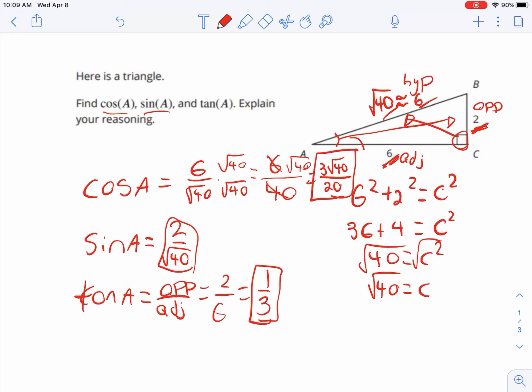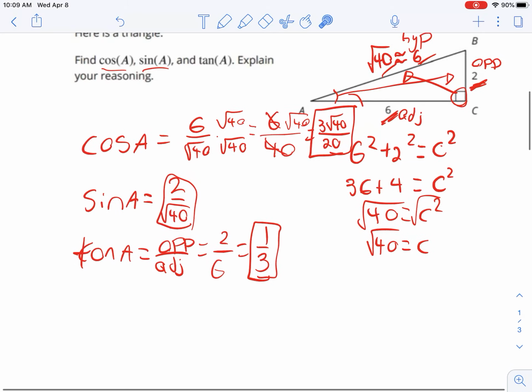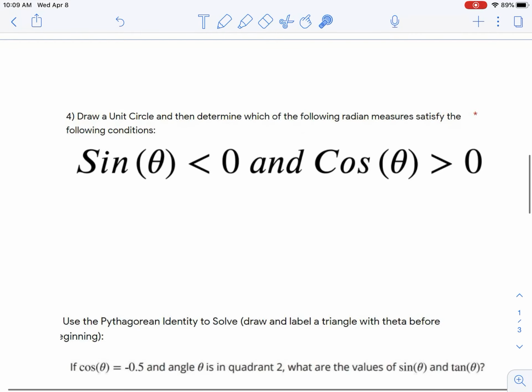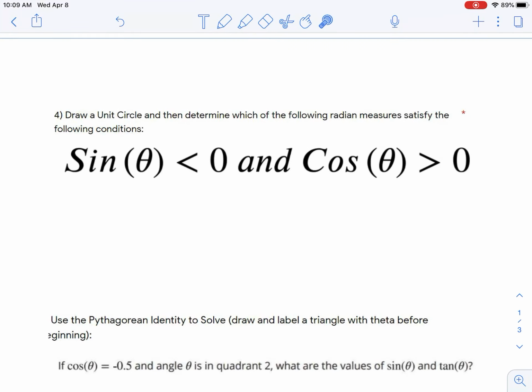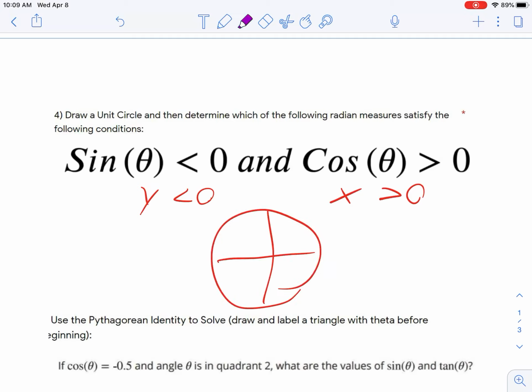Maybe not putting it into this form, but you should be able to get to here. Okay? That's kind of my expectation. This problem, I don't know if it was worded the perfect way. The thing about it is you guys need to know that sine is your y value and cosine is your x value. So it's asking on this unit circle, if you read it, it says draw a unit circle, then determine which of the following radian measures satisfies this. And then you guys have to look at all the answers and select all that apply.